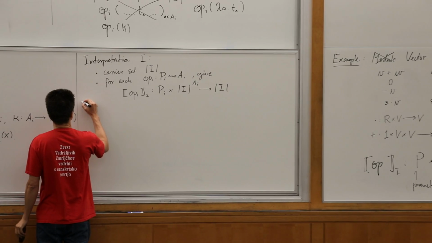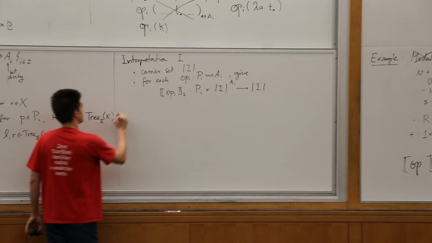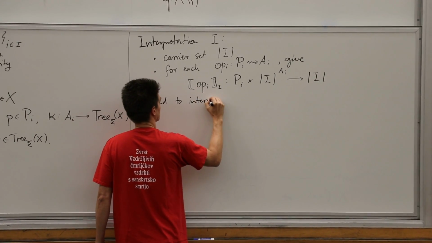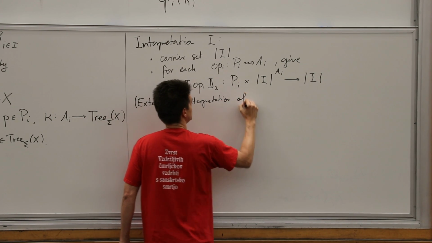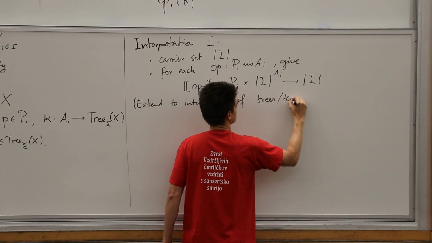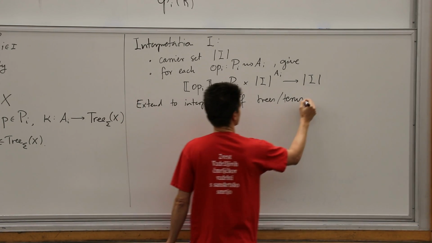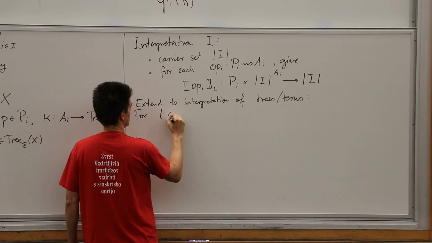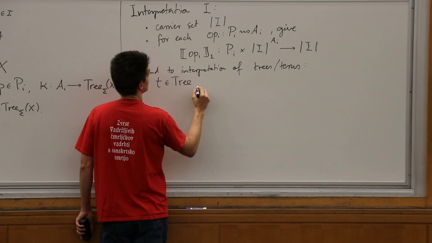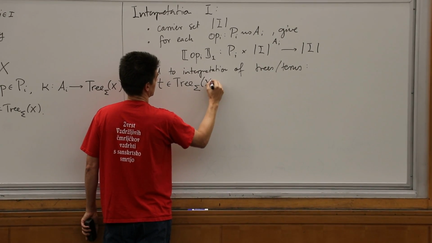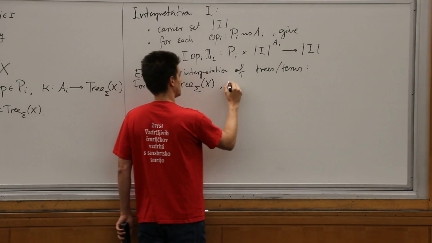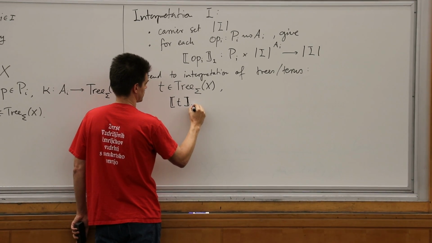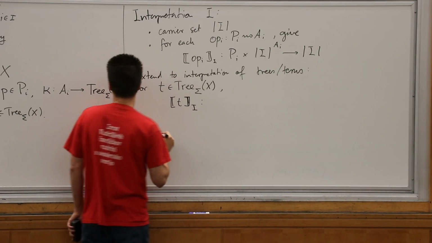What's a model? Oh, and then we can extend this to interpretation of trees / terms. So let's write it down. Okay? So if I have a tree, then it will be interpreted as what? So now I have to generalize what I had before.